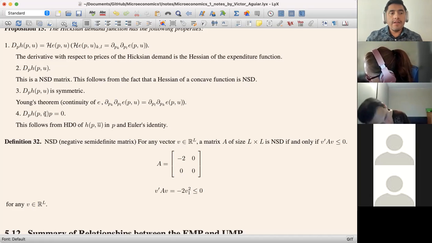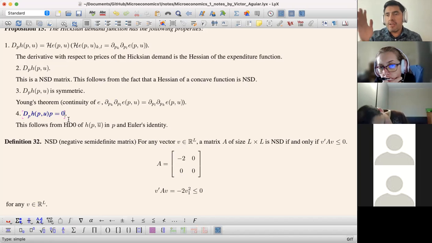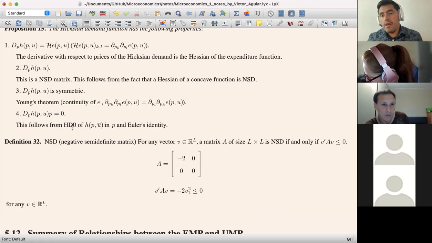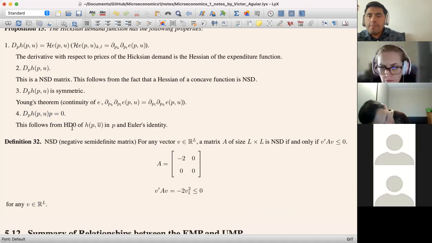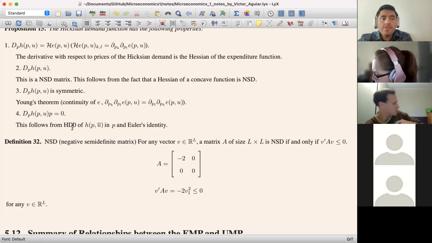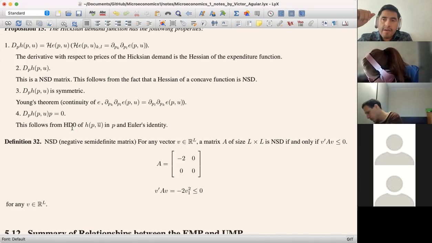And finally, there is a final property: if I multiply the L times L substitution matrix times the price vector, it is equal to 0. 0 here is a vector of size L times 1. And this follows from the fact that the Hicksian demand is homogeneous of degree 0. If you are homogeneous of degree 0, it means that there is always a redundant good. Remember that because of the properties of expenditure minimization, this won't change with the scaling up of prices. So only relative prices matter because of the Kuhn-Tucker conditions.